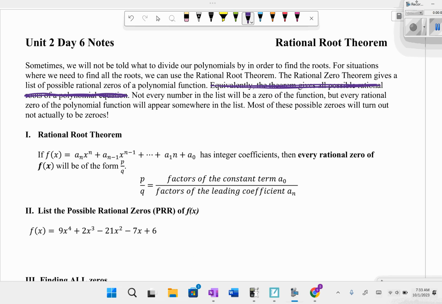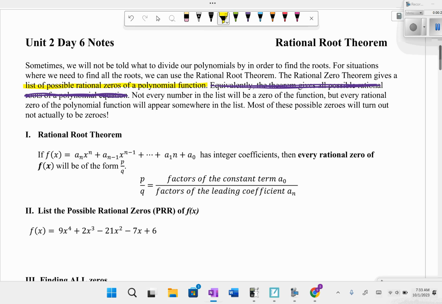Alright, today we're going to talk about the rational root theorem. Sometimes we will not be told what to divide our polynomials by in order to find the roots. For situations where we need to find all the roots, we can use the rational root theorem. The rational zero theorem gives a list of possible rational zeros of a polynomial function.